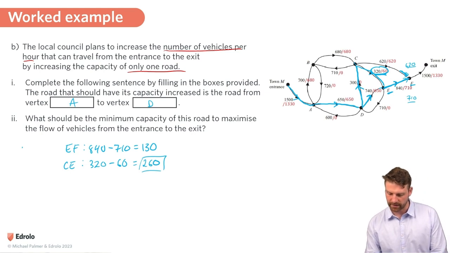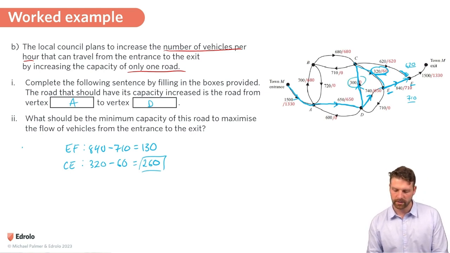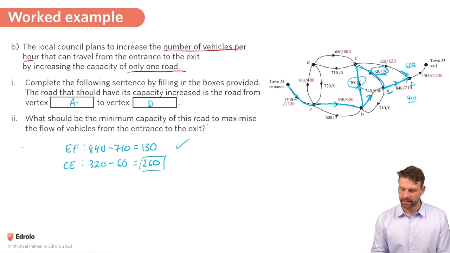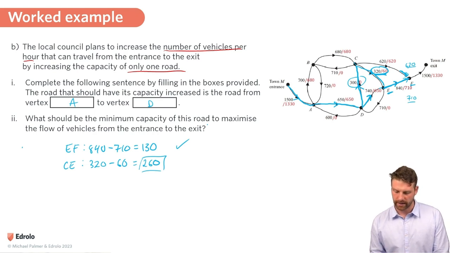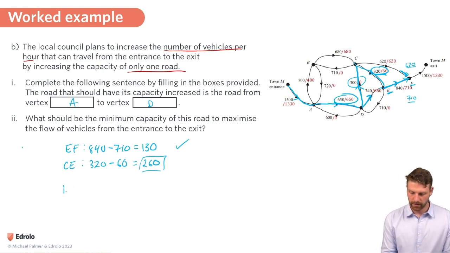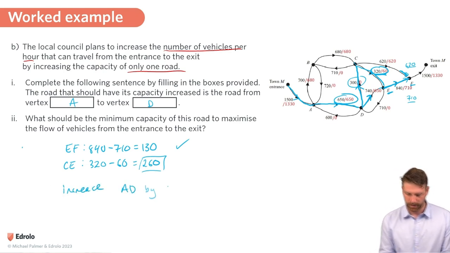And all that's left to ask is, can I send it up through DC? Well, I wasn't sending anything up through DC yet, so I can send all that water up through there. So yes, I can get 130 litres to EF. And to do that, I just need to increase AD by 130. So I'm going to increase AD by 130 vehicles per hour.